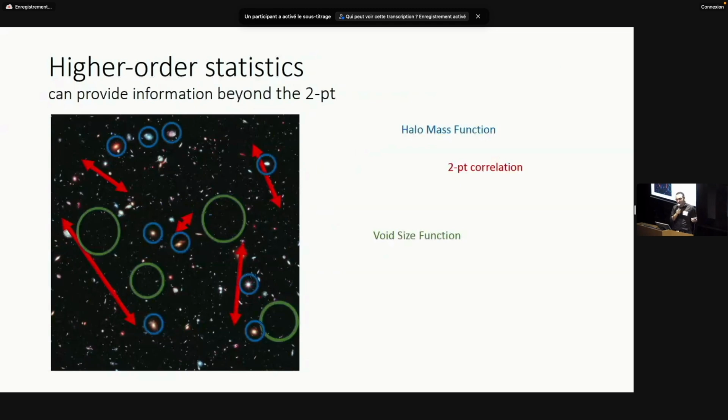And one way to do this is using higher order statistics. For example, you could look at the halo mass function, which looks at the distribution of masses of halos in your map. Or you could look at the void size function, which looks at the distribution of the volume of voids in your map. And you can use each of these different summary statistics to infer the cosmological parameters.